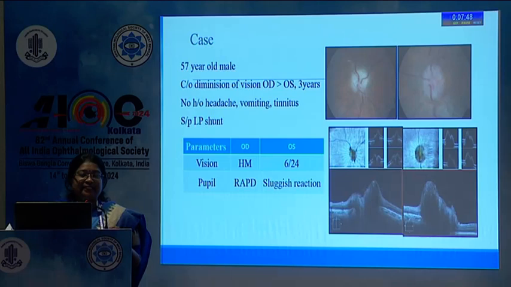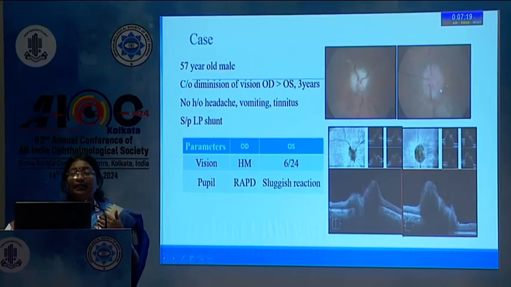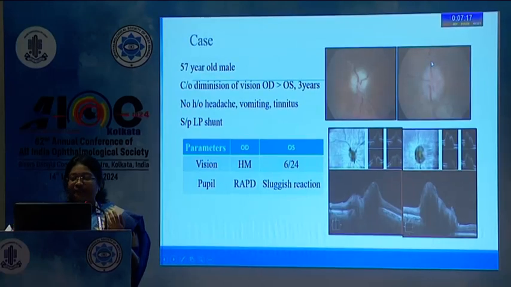So this is a patient who is a 57-year-old male who came with a chronic history of drop in vision, gradually progressive over 3 years. He had already had a shunt by his local neurologist. When we saw the patient, the right eye had hand movements vision, grossly down, and the left eye had 6/24 vision. You could see there's a gross asymmetry of the disc edema. Here you have a pale disc which is trying to settle down the edema, and then another disc which is having significant edema.